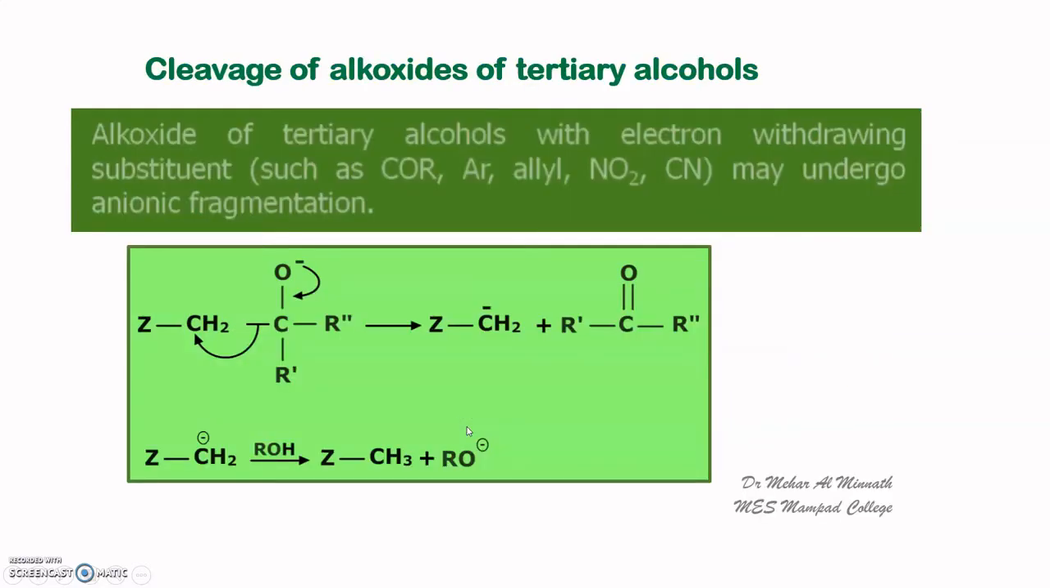Another one is cleavage of alkoxides of tertiary alcohols. Okay, alkoxides of tertiary alcohols, again to which an electron withdrawing substituent is attached. Remember, an electron withdrawing substituent enhances the rate of the reaction. So you have the alkoxide here, that again will produce the carbanion, and a ketone is formed, and this carbanion is protonated to get an alkane. So the rate depends again on the alkoxide and nothing else.